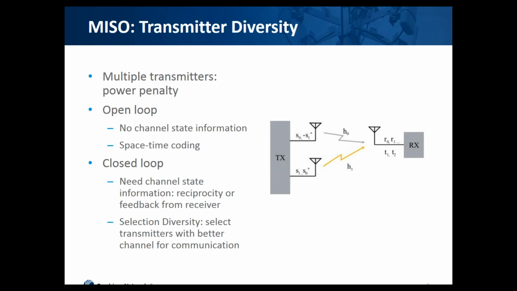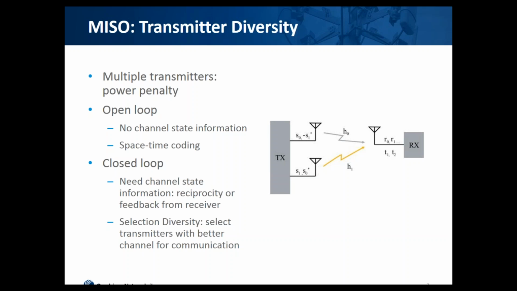However, we have transmitted each signal through two different channels, and therefore we have increased the probability of a clean signal to be received at the receiver. This technique is called space-time coding. Let's now look at the closed loop case. First, to close the loop, we need to know what the channel is. We have two options here.